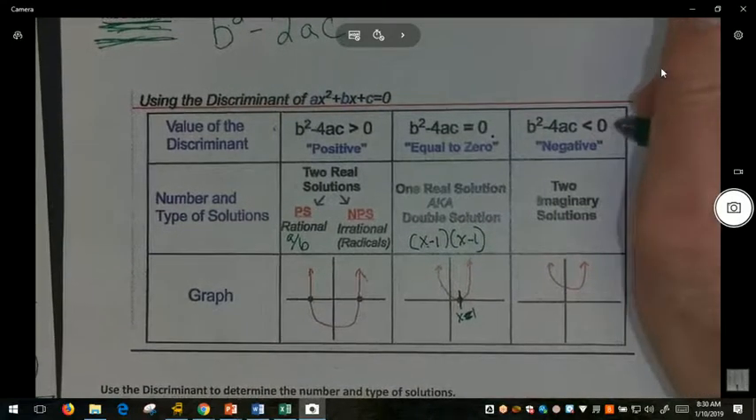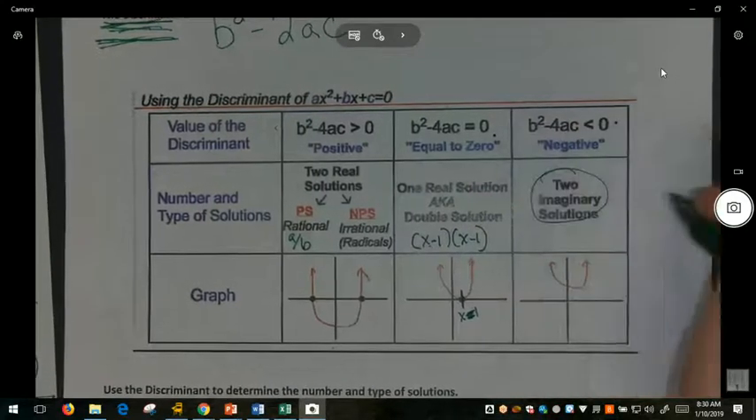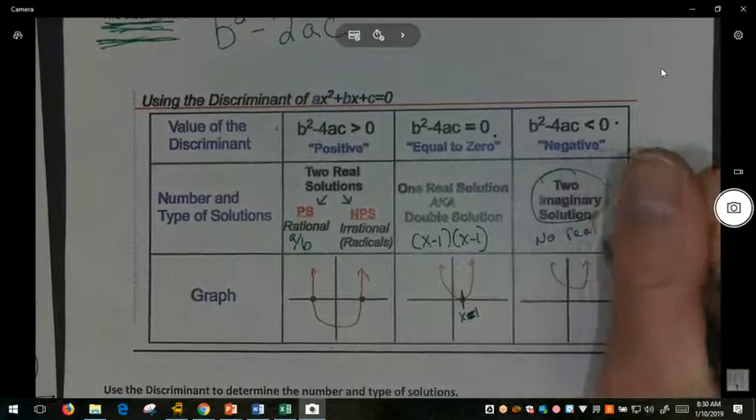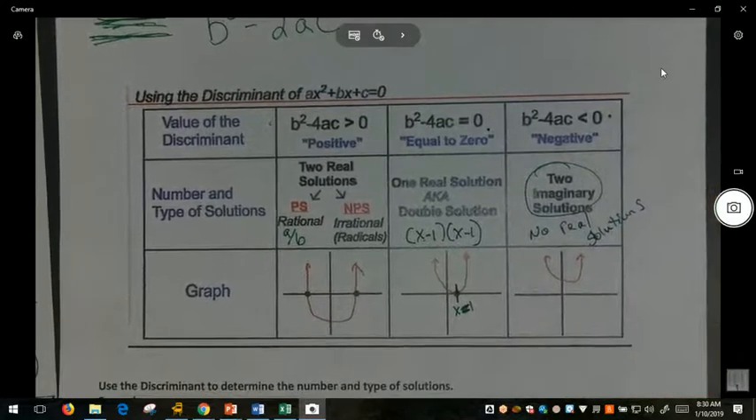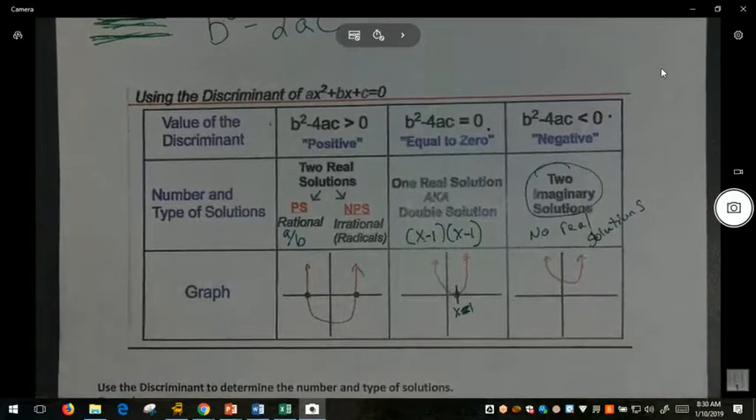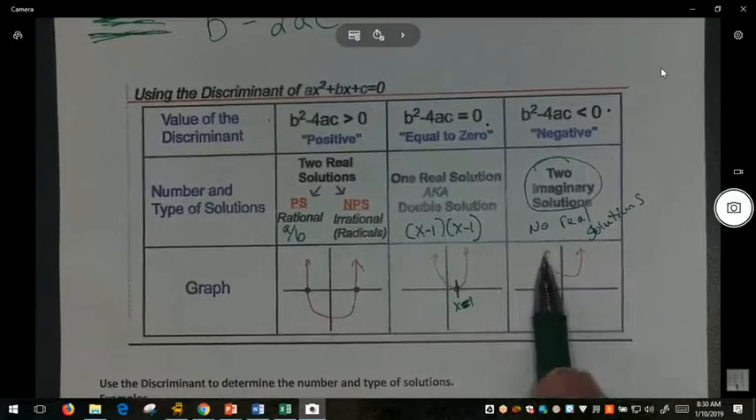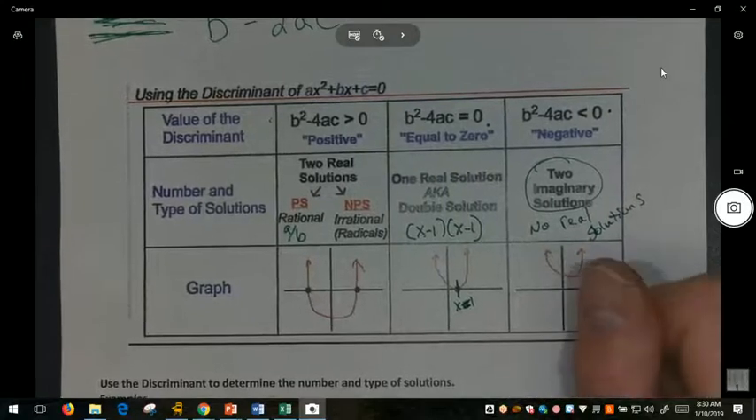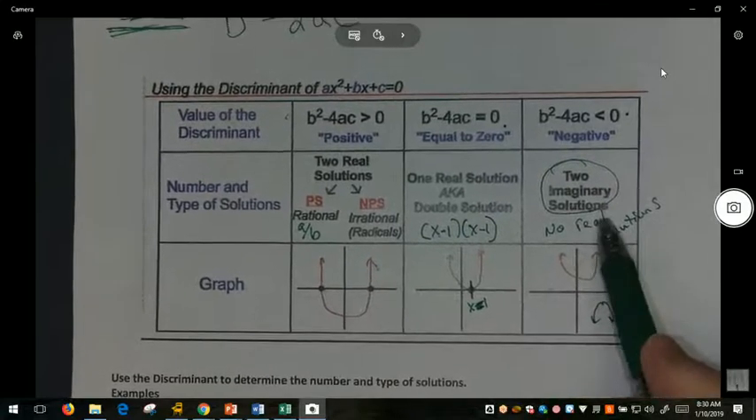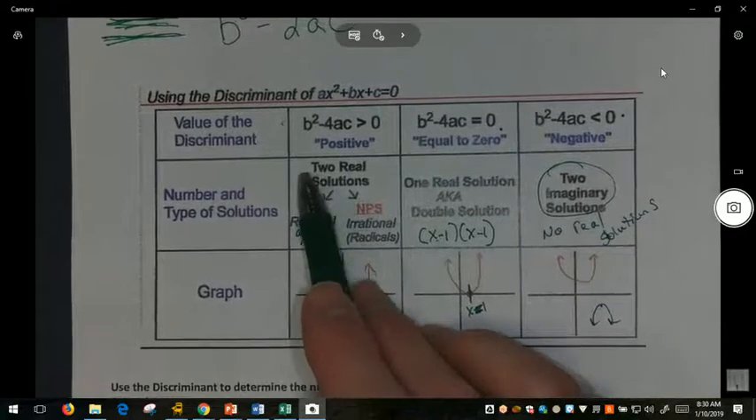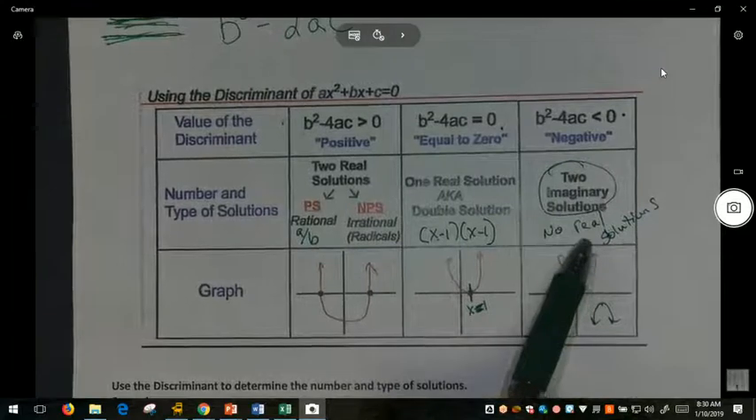If the discriminant is negative, then that means that there are no real solutions. There's two imaginary solutions. For now, we're going to say no real solutions, but it does mean that they're two imaginary because they involve a certain number set that we have not learned yet. But that means that there are no intersection points on the x-axis. The graph either falls completely above the x-axis, or if it's opening down completely below the x-axis. So we'll look at imaginary solutions later. For now, we're going to focus on positive, or two real solutions, one real solution, and no real solutions.